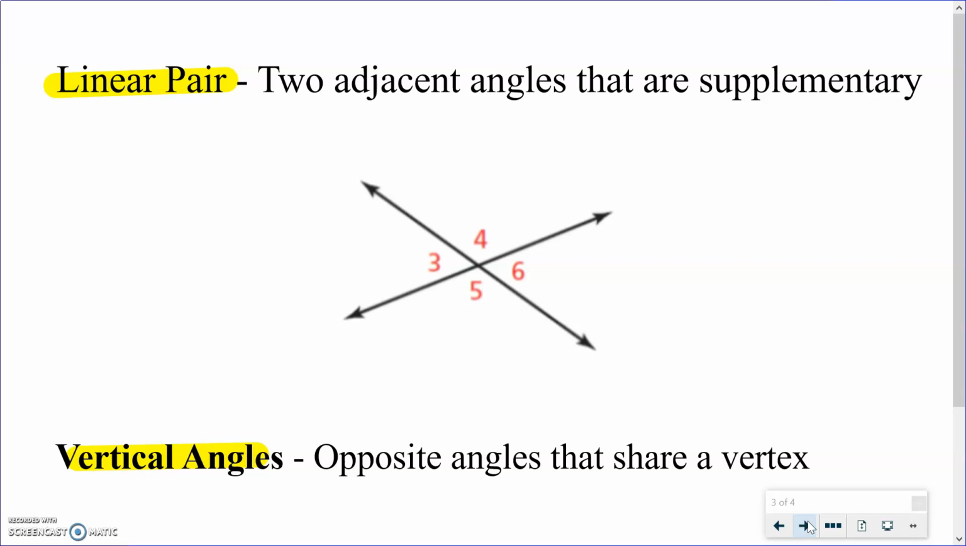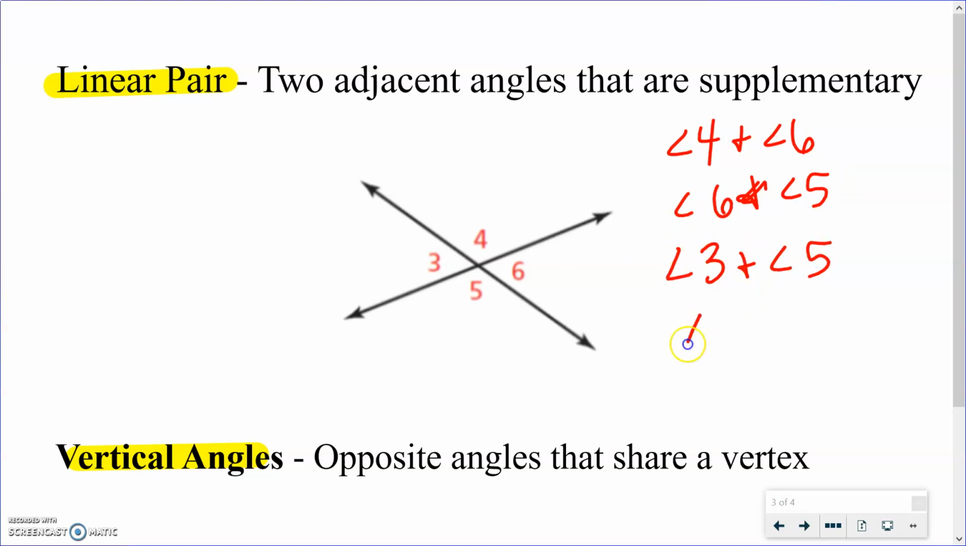So there's a number of linear pairs here. So like one example would be angle 4 and angle 6. Another would be angle 6 and angle 5. Sorry, my sloppiness here. Angle 3 and angle 5, and angle 3 and angle 4, all linear pairs because they're all supplementary and share a side. Okay?